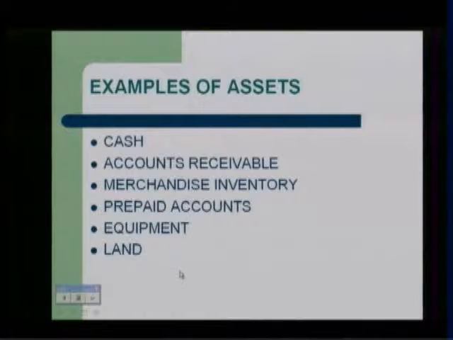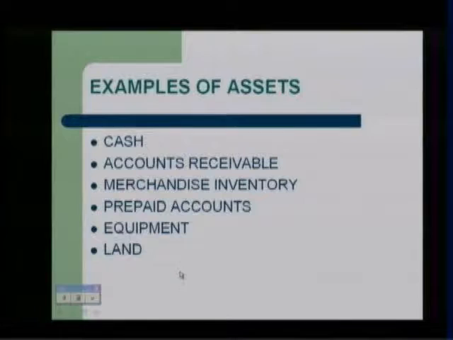When you're looking at the asset part of a balance sheet, you will see such things as cash, accounts receivable, merchandise inventory, prepaid accounts. Those are all current assets. Cash, of course, is cash. That's the money the firm has in the bank. Now, accounts receivable, that may be a new term for you. Accounts receivable are monies that are owed to you.